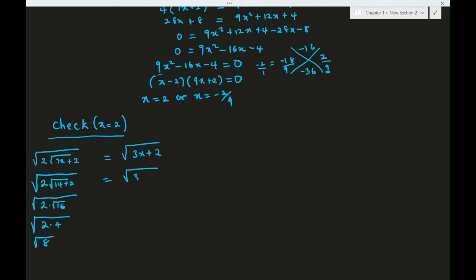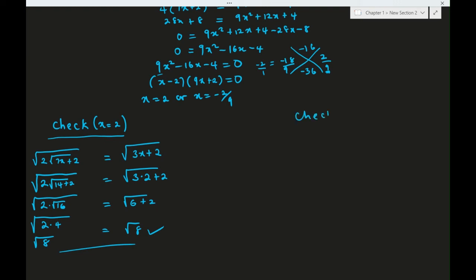Now, on the right-hand side, we are also substituting x equals to 2. So this is 3 times 2 plus 2. And this will give us also the root of 6 plus 2. So this is also the root of what? The root of 8. So the left-hand side is equal to the right-hand side. So it means x equals to 2 is a solution.